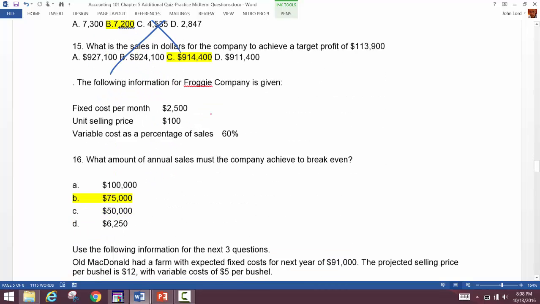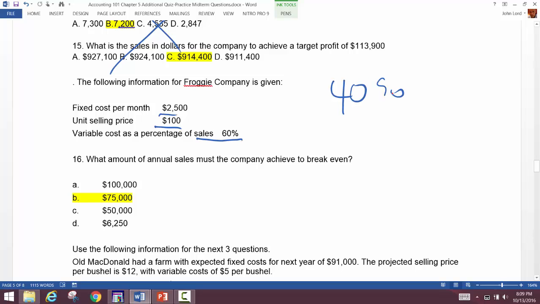Okay, this one I do want to do. Froggy Company. Now what's happening here? They tell me that Froggy Company is giving you the following information. Fixed cost per month, 2,500. Unit selling price is $100, and my variable cost percentage is 60%. If my variable cost percentage is 60%, then what's my contribution margin? Good. Contribution margin is 40%, right? And they want the annual sales to break even.